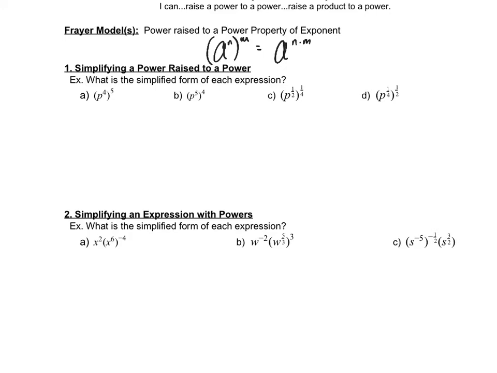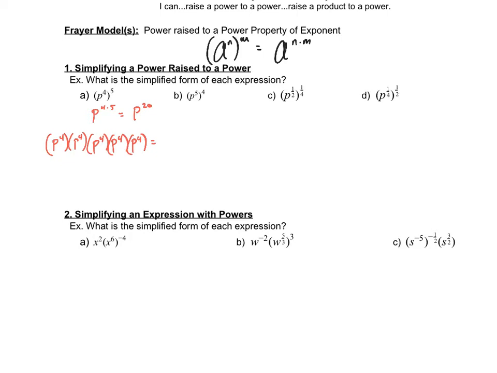What is the simplified form of each of these expressions? Well, we have p to the 4th raised to the 5th power. That is going to be p raised to the 4 times 5, which is p to the 20th. If we break that down and do the expanded form to show it a little differently, that would be p to the 4th times p to the 4th times p to the 4th times p to the 4th times p to the 4th, because that is p to the 4th, 5 times.